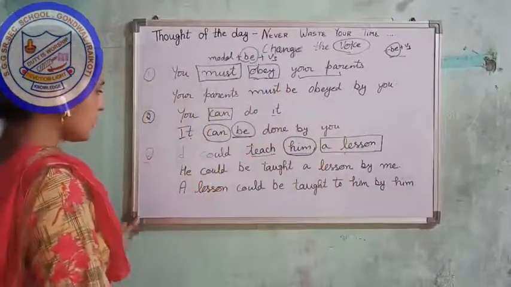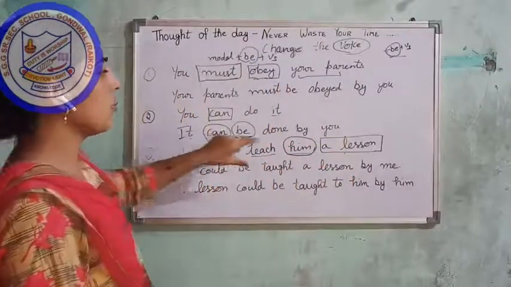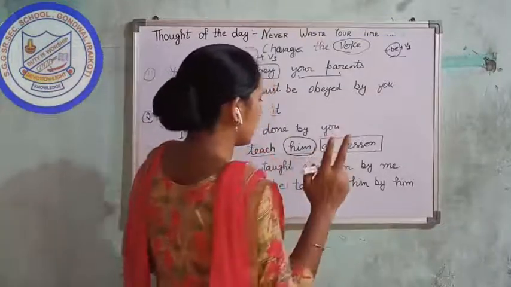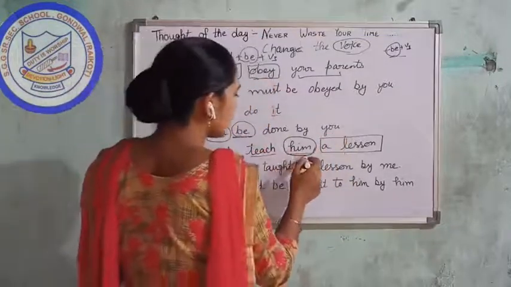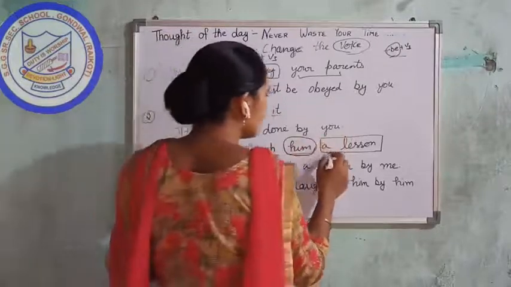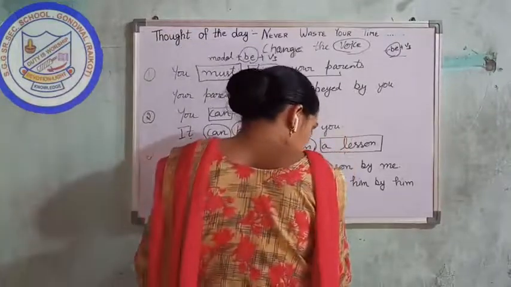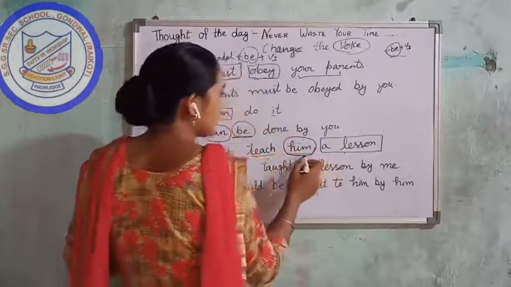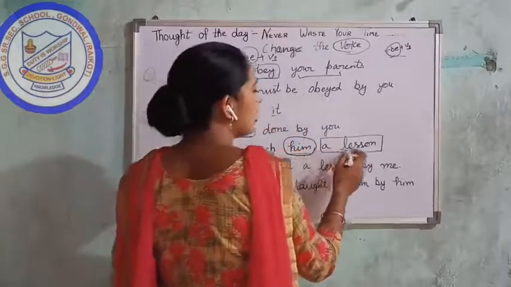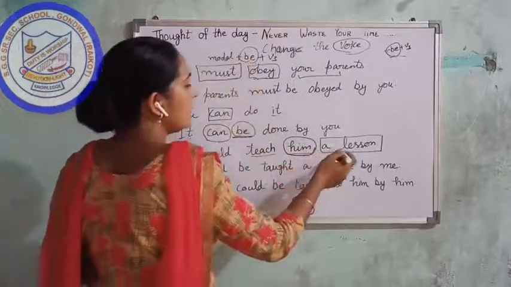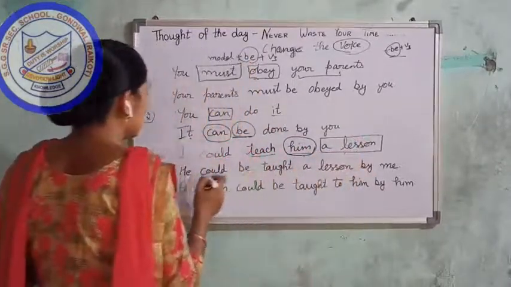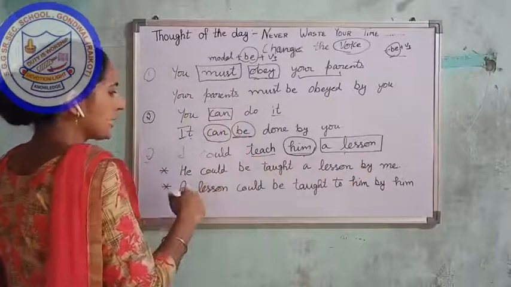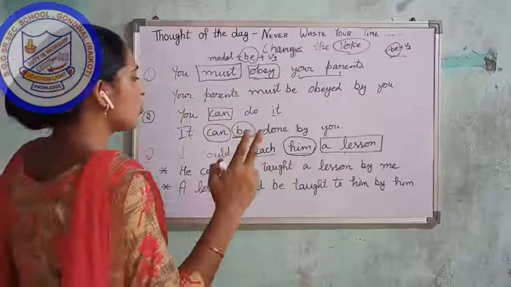Is it clear, students? I could teach him a lesson. There is the presence of two objects. The first object is him, the second object is a lesson. The first object is known as the indirect object and the second object is known as the direct object. So we can change it into passive voice through two methods.